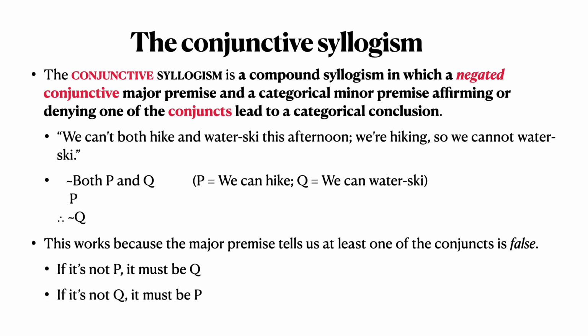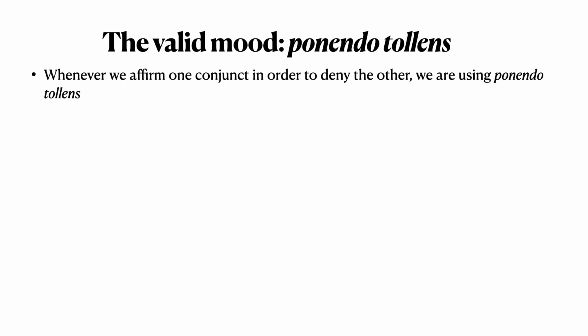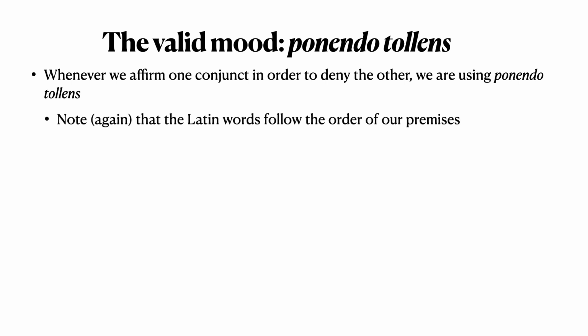As with the disjunctive, it really doesn't matter which one you affirm first, whether you affirm P to negate Q or whether you affirm Q to negate P. Either way, the logic is the same. And what is that logic? Well, it's ponendo tollens. Whenever you affirm one conjunct in order to deny the other, you're using ponendo tollens. Again, with the Latin names, we use the affirmative word before the negative Latin word, because we are first affirming and then negating.